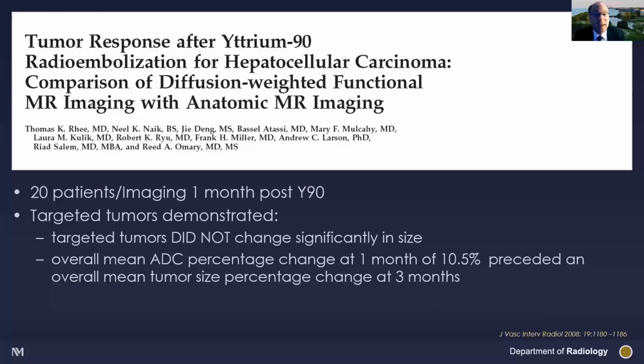So these are some early papers. Again, this was from 2008. We looked at, and the Hopkins group and other groups have looked at this as well, but we looked at 20 patients following radioembolization. What was interesting is that the targeted tumors didn't change significantly in size, but the mean ADC percentage change at 1 month increased 10.5%, preceding the overall tumor size percentage change at 3 months. So we only saw a change in tumor size at 3 months, but the diffusion did show an earlier change.